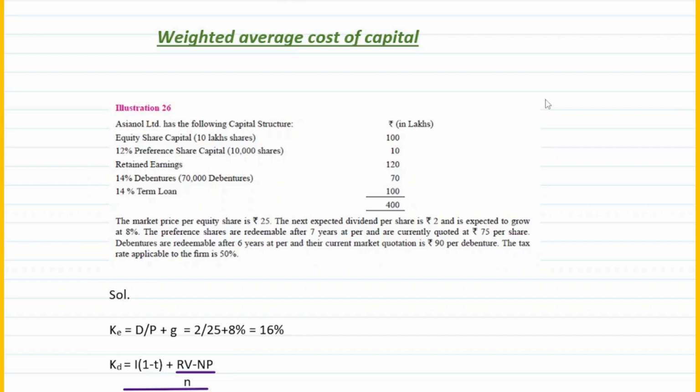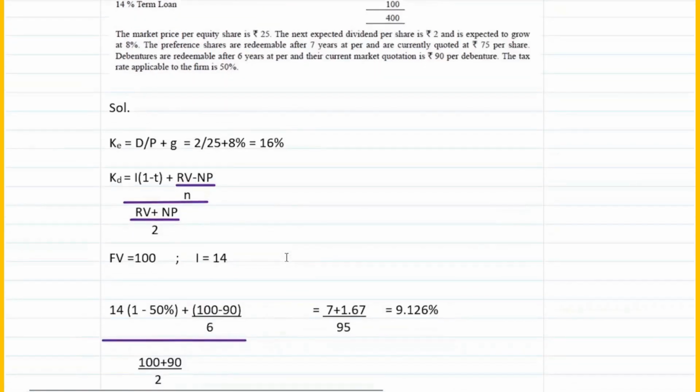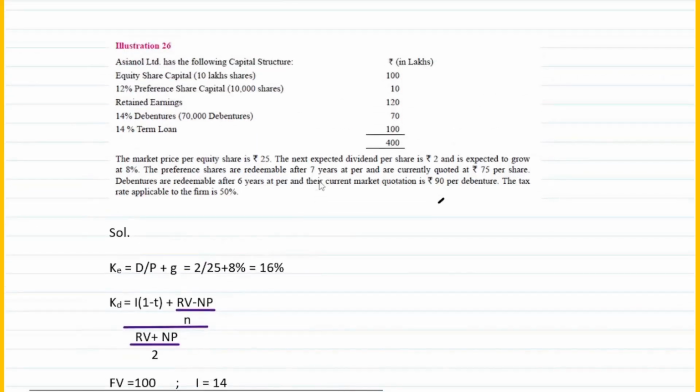Next, KD. The formula for KD is equal to interest into 1 minus tax plus RV minus NP divided by N, the whole divided by RV plus NP divided by 2. So in this case, the net proceeds is given here as 90. Redemption value is not given in the question. So whenever the redemption value is not given, it is assumed that the particular instrument is redeemed at the face value. So the value of debenture is 70 lakhs.